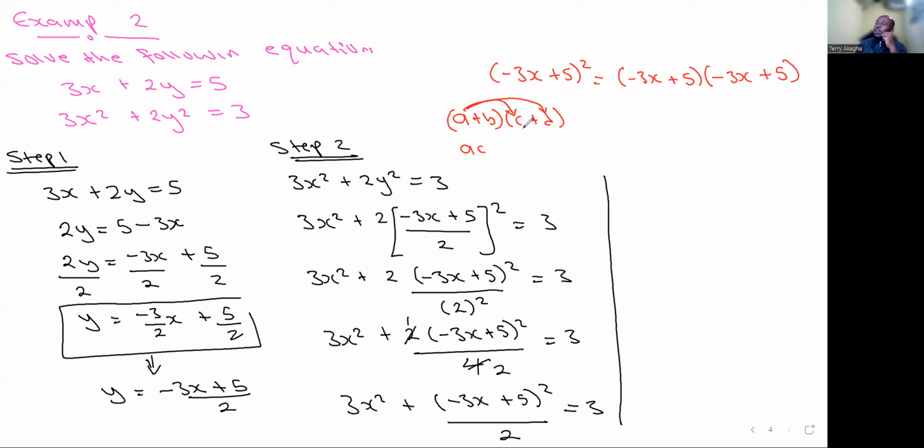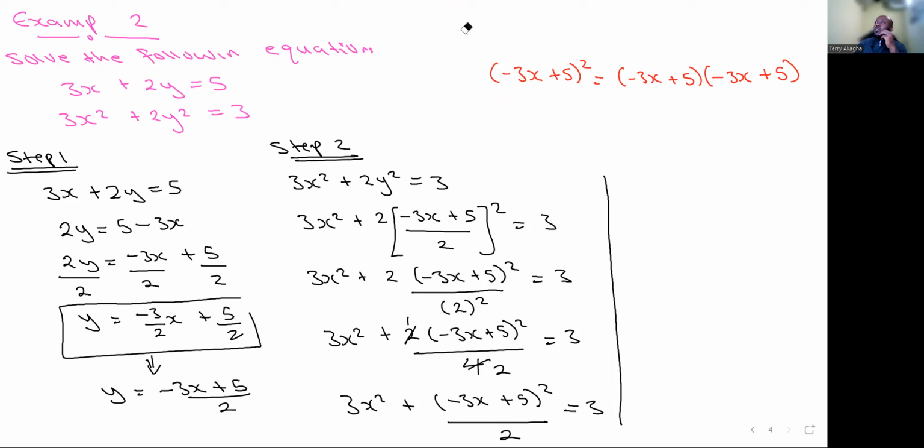A times D will give you what? AD. B times C will give you what? BC. And B times D will give you what? BD, right? So we're going to do exactly the same thing now. Okay? We're going to open the bracket just like what we said here. So let's open the bracket.